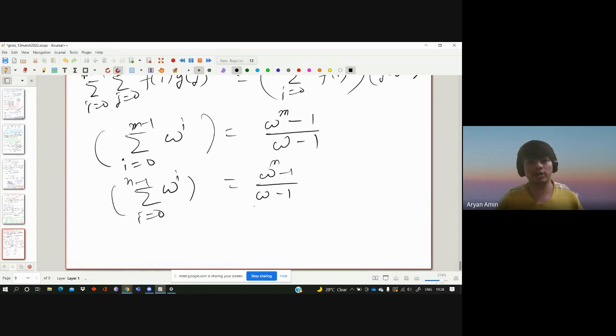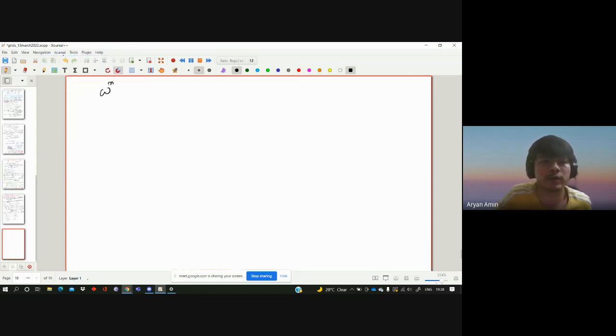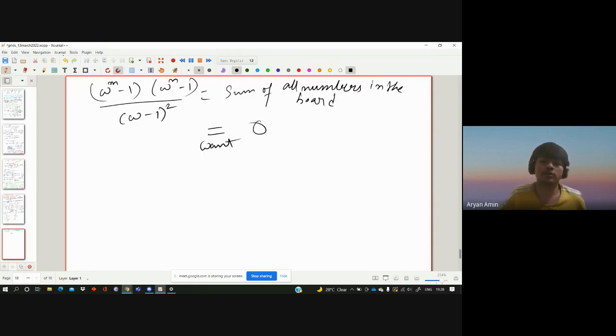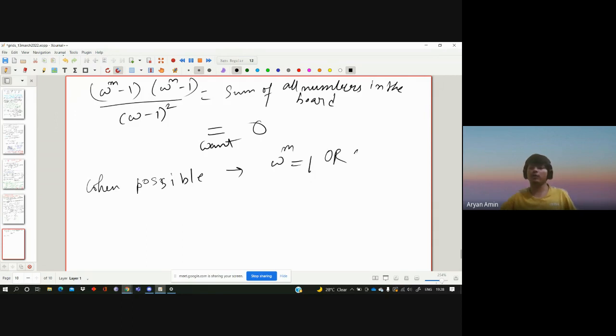so now we want the product to be 0. So we want omega to the power this thing, which is equal to the sum of all on the board, and we want this to equal 0. So when is it possible? This happens if and only if omega to the power m equals 1 or omega to the power n equals 1, right? This basically tells you that k divides m or k divides n. Are there any questions regarding the solution?